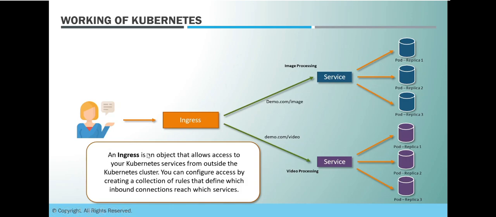And this is where we get the ingress implementation done. You can configure access by creating a collection of rules that define which inbound connections reach which services. If you can see, you have two applications deployed in terms of pods. Each application has 3 replicas created and running. You can see blue and purple replicas deployed here, and each set of pods has its own service, blue service and purple service. The blue service is our image application, and the purple service is our video processing application.